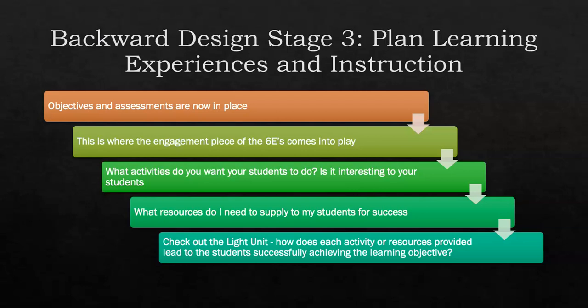And then backward design stage 3, plan the learning experience and instructions. This is where you figure out how your students are going to achieve this. Like, what activities are they actually going to do? What resources do I need to supply to my students for success? So if you check out the light unit, how does each activity or resource provided lead to the student successfully achieving that learning objective?